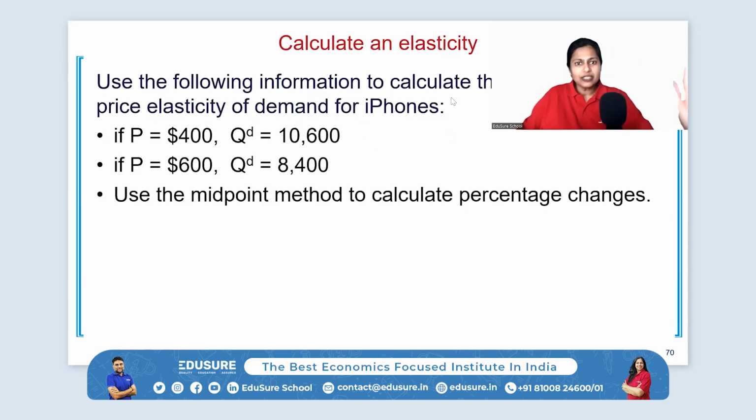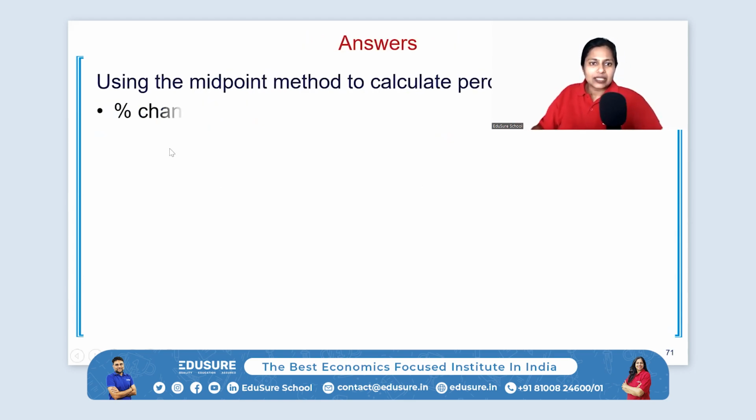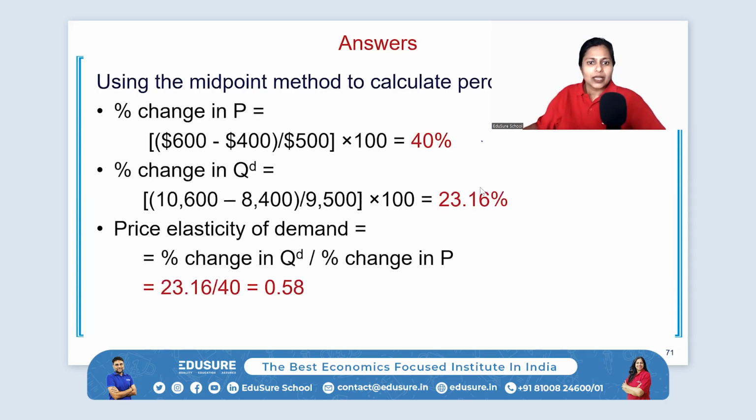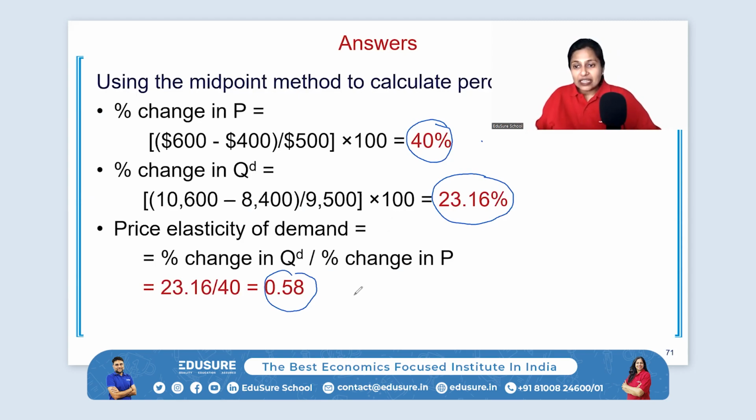So this is some information given. Use the following information to calculate the elasticity. P is 400, P is 600, QD is 10,600, QD is 8,400. What is the elasticity? What is the percentage change in price? 600 minus 400 divided by the middle value, which is 500. So 40% change in price. Percentage change in Q is 10,600 minus 8,400 divided by the average, which is 9,500. Percentage change in quantity is 23.6. So elasticity of demand is percentage change in Q by percentage change in P, which is only 0.58. So price increased by 40%, but quantity demanded fell by only 23.6%. So this is inelastic demand.